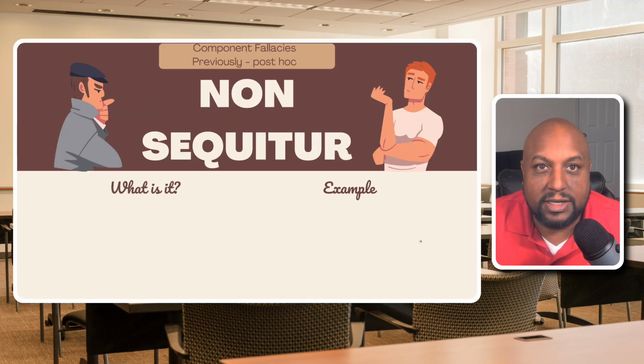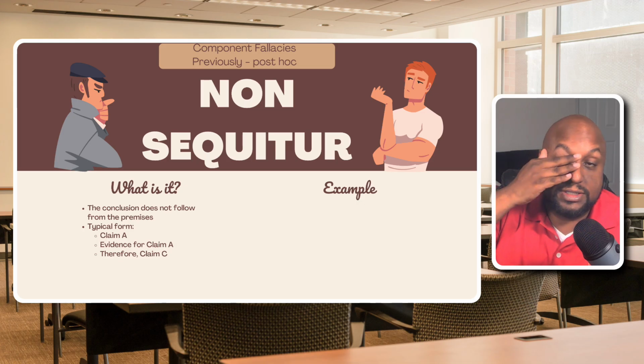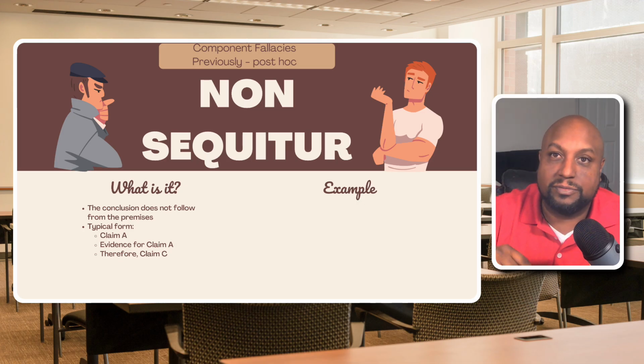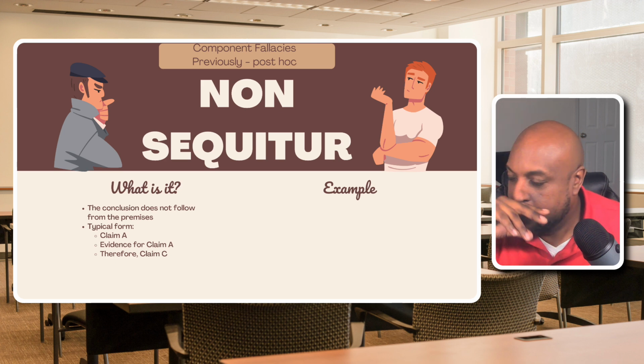The last one is a non sequitur. This is a component fallacy. Previously, we talked about the post hoc, ergo propter hoc logical fallacy. This one is non sequitur. This is when the conclusion does not follow from the premises, right? We talked about how in deductive reasoning it has to follow: major premise, minor premise, conclusion. It has to be a sequence, it has to flow, right?